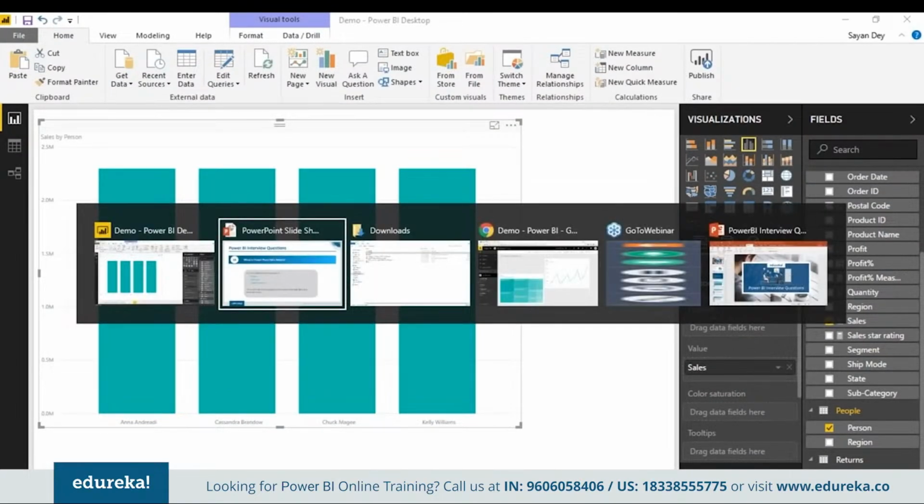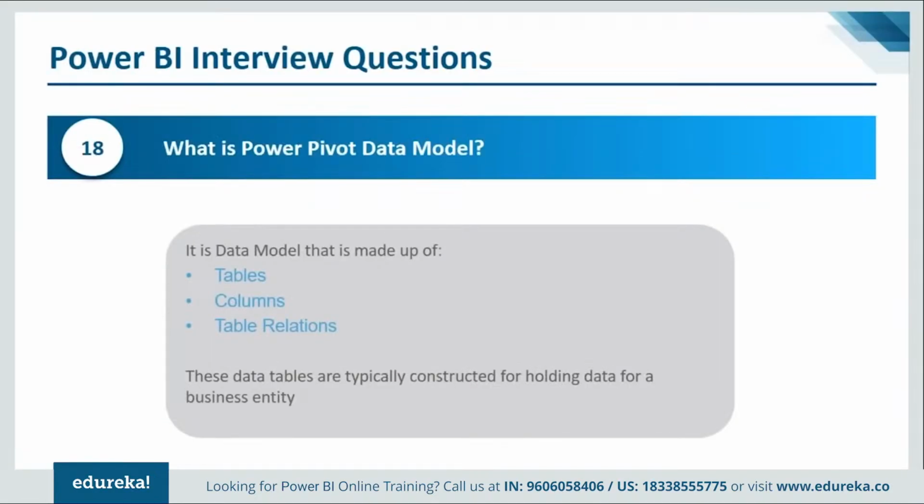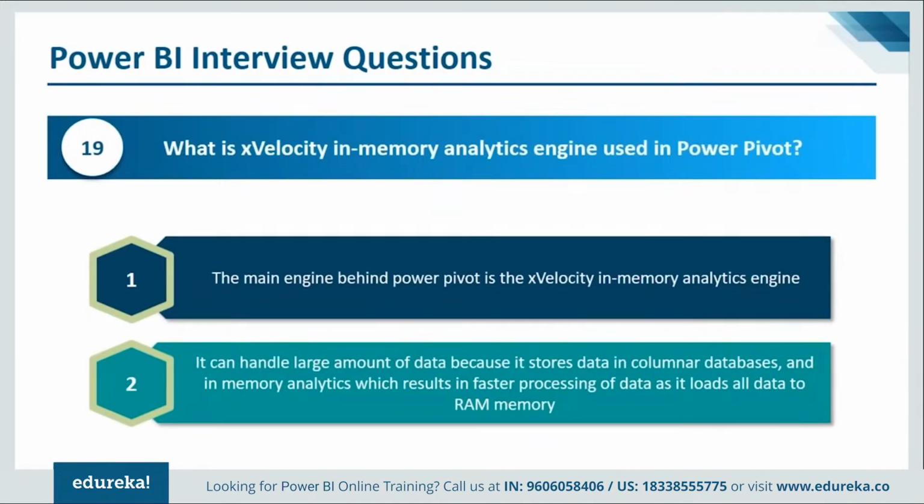And these are some scenarios that you should point out when you talk about the data model and what is Power Pivot, and when you talk more about relationships. Okay, so the xVelocity in-memory analytics engine is something I talked about. That's basically the underlying engine behind Power Pivot. That's something that drives Power Pivot. It can handle a huge amount of data because at the underlying layer, it is nothing but a columnar database.